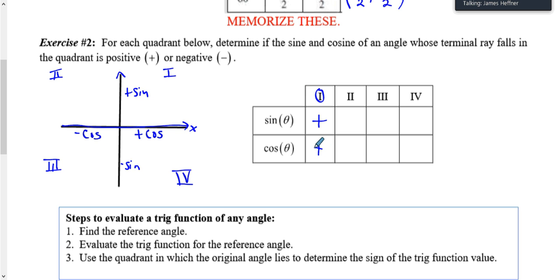Let's go over to quadrant 2. Quadrant 2 would have positive sine, because it's above, and negative cosine because it's left. What about down in quadrant 3? Quadrant 3 would have both negatives: negative sine, negative cosine. What about quadrant 4? We'll have a negative sine, but a positive cosine, right?